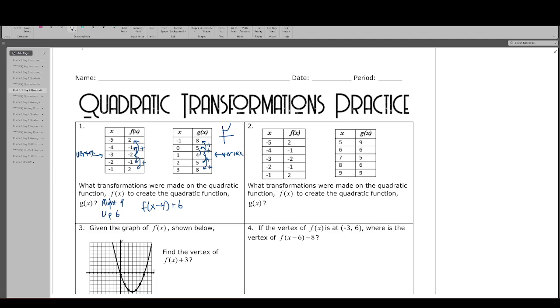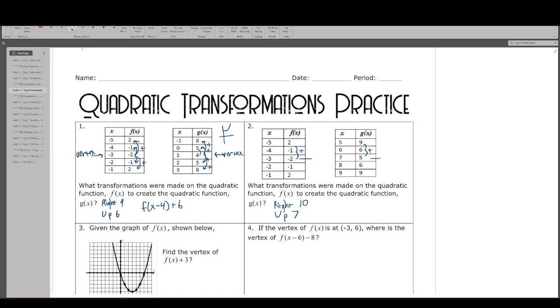Same thing, vertex is in the middle because we see our line of symmetry, everything above and below matches. We went from -3 to +7, so that went to the right 10 units, and -2 to 5 went up 7 units. This one, as we go away from our vertex, is growing, and here as we go away from our vertex, it's growing as well. So there's no reflection, and we can see, just like the last one, we change by 1.